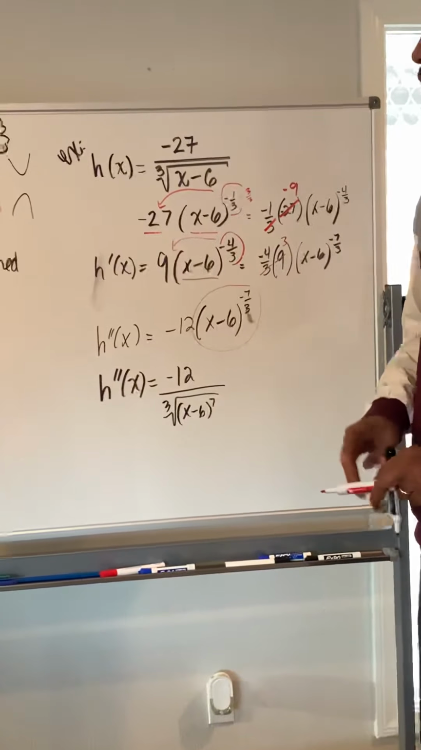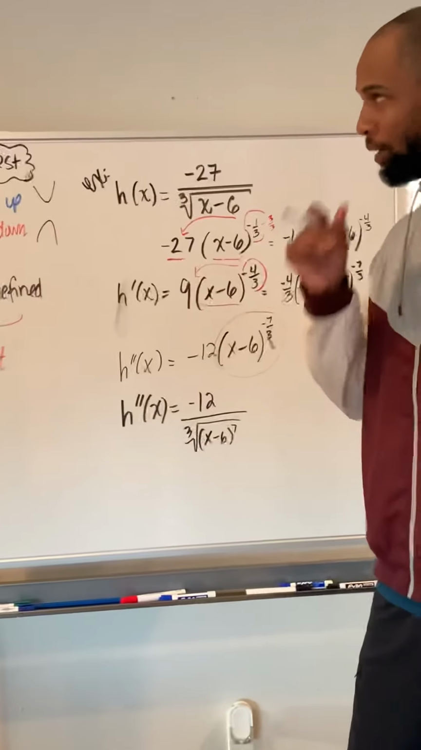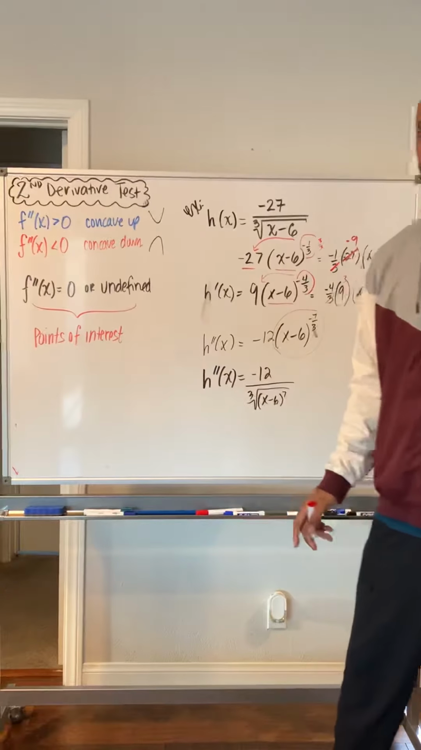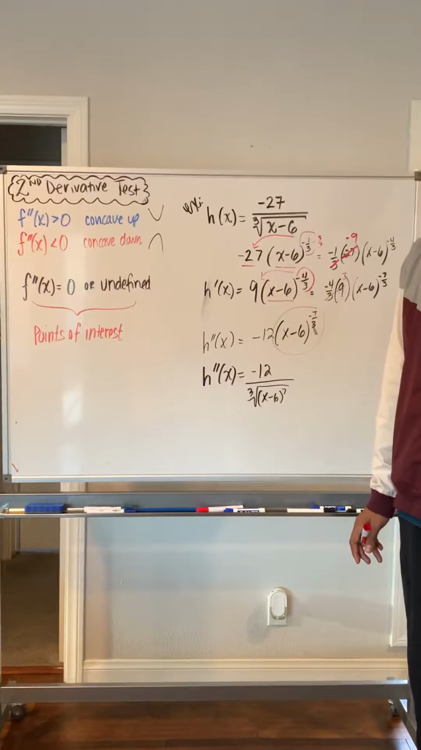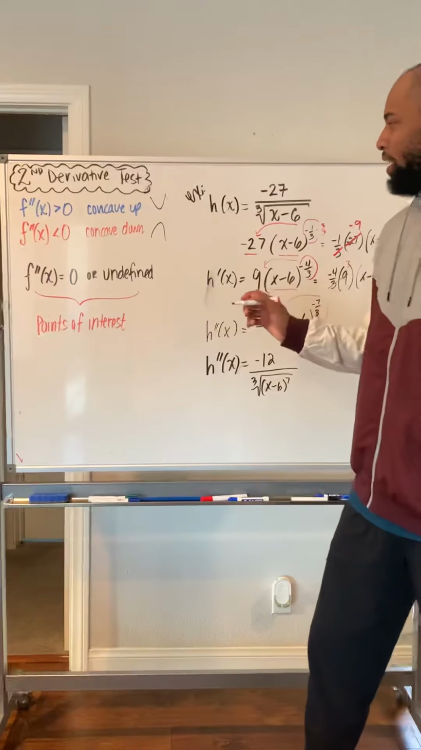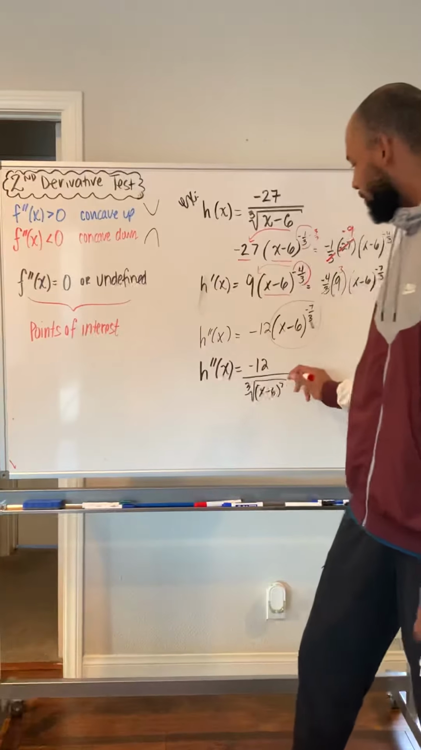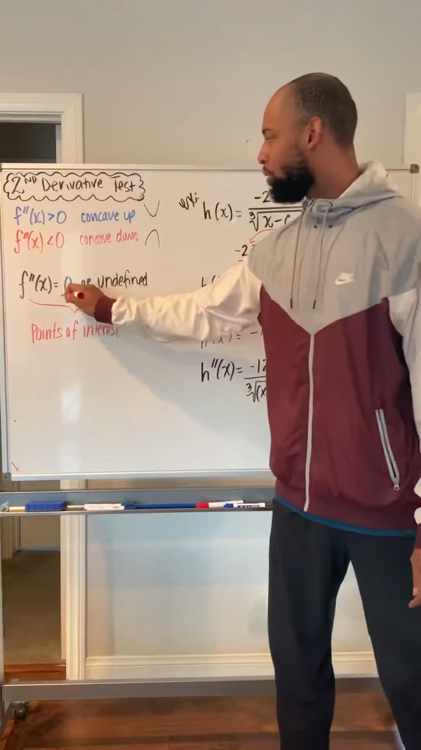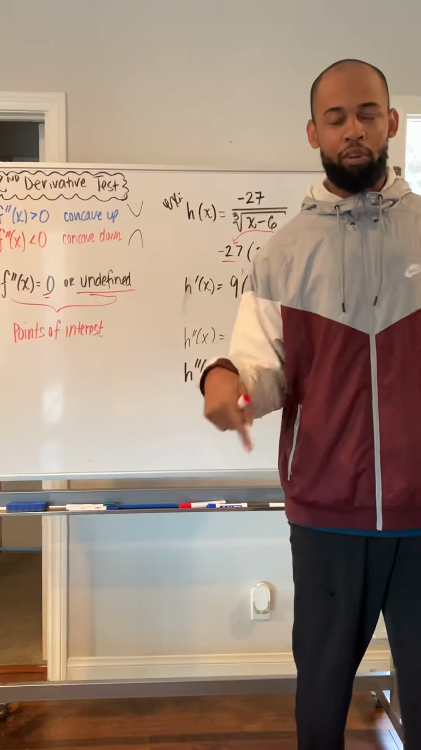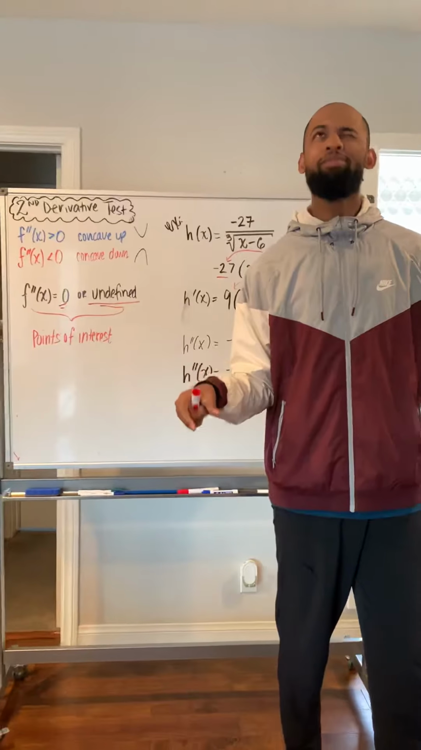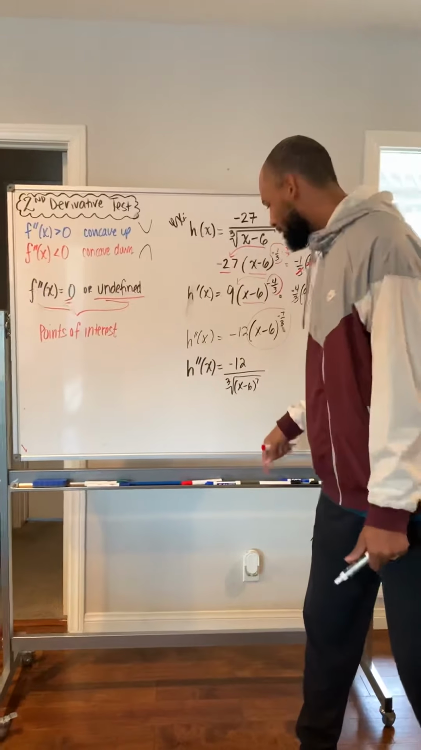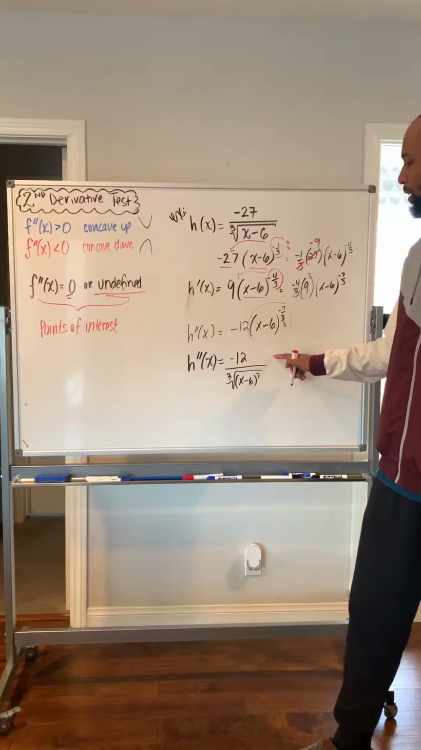All right, so now I'm going to find points of interest. So these are important because points of interest tell us where there's possible inflection points. All right, so my points of interest are where this right here is either equal to 0 or undefined. So it's very similar to the critical points that we did when we're looking at intervals of increasing and decreasing and extremas.